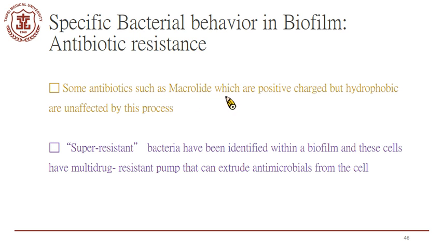So antibiotics such as macrolides, which are positively charged but hydrophobic, are unaffected by this process. So some macrolides, I know that you will get it from your pharmacology class, are really strong antibiotics, but they are completely useless against this type of bacteria. It's like if you never take anything. So it doesn't matter, you just need to be really specific, and we will see it in the next semester. Super resistant bacteria have been identified within biofilm, and these cells have multi-drug resistant pumps that can extrude antimicrobials from the cells. So it's not that they become really good at one antibiotic, they will become good at all the list.